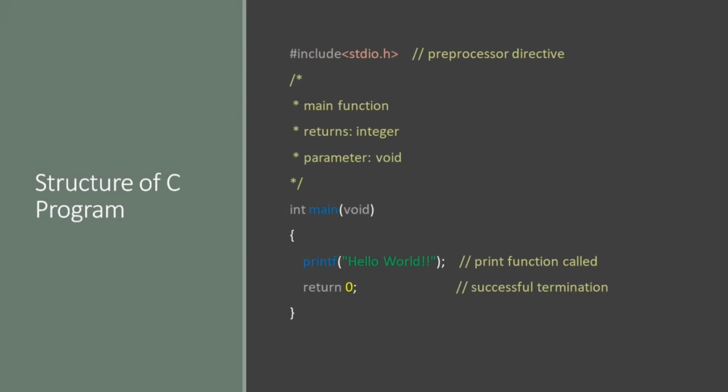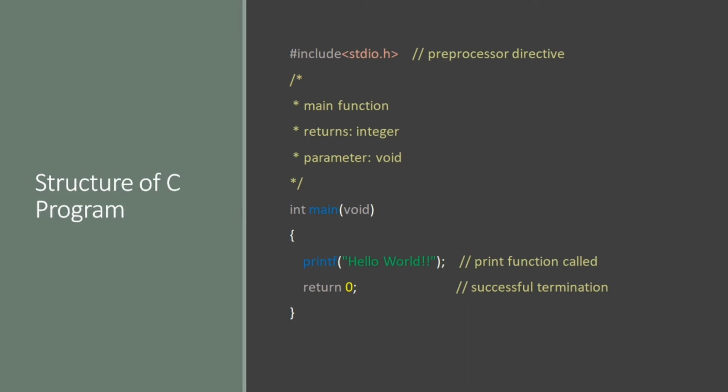Now let us look at our Hello World program. The first line is the preprocessor directive. The #include <stdio.h> includes the stdio.h content in our program. It contains functions which support input and output operations. Below that is a multi-line comment. Now comes our main function.